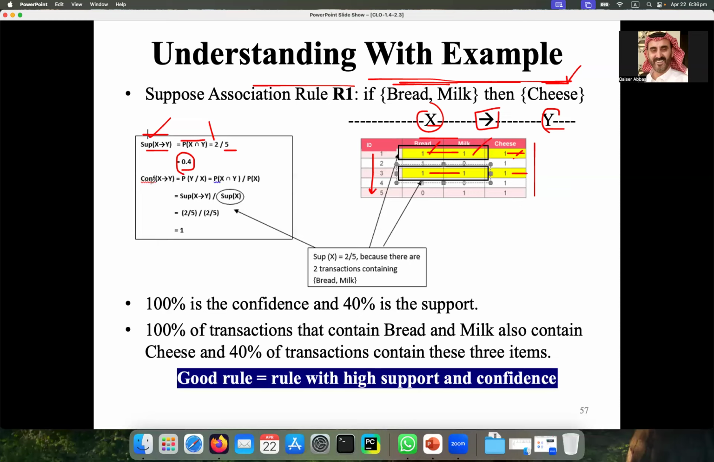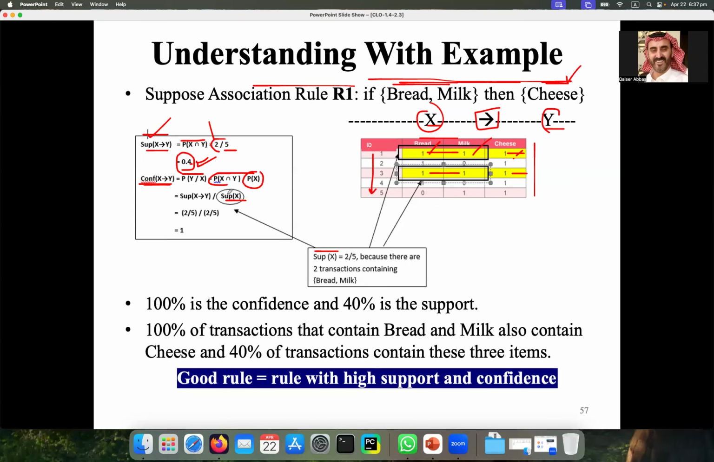And now we are going to calculate the confidence of x implies y. Half of the portion is done for this equation. Confidence of x implies y is probability of y given x, which further is probability of x and y divided by p of x. This probability of x and y we have already calculated, which is 2 by 5, or 0.4. But probability of x we have to calculate, which is given here.